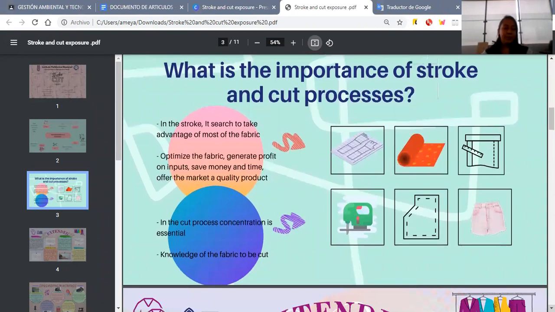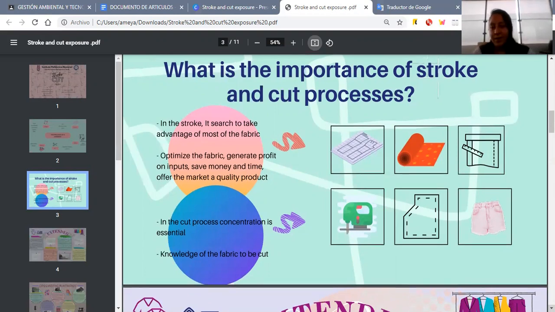In the cut, what we seek is to be precise. A bad cut can generate a problem in production. Therefore, the concentration of the operator is very important. Now, my colleagues will explain in more detail these two processes. Okay. Continue.